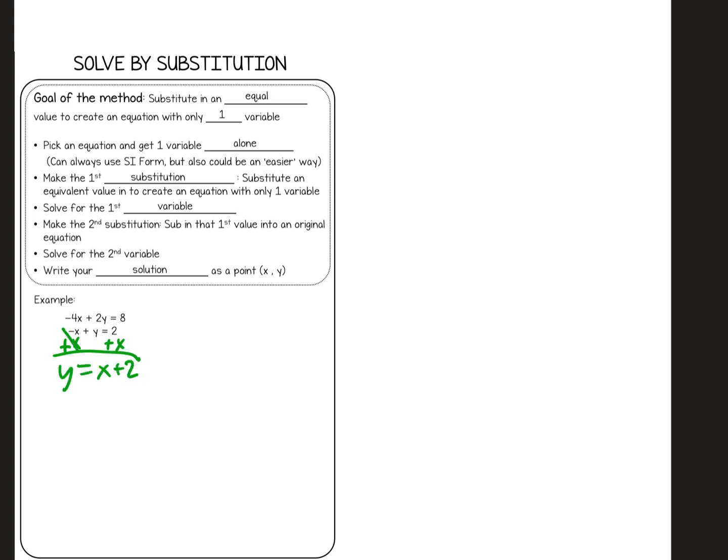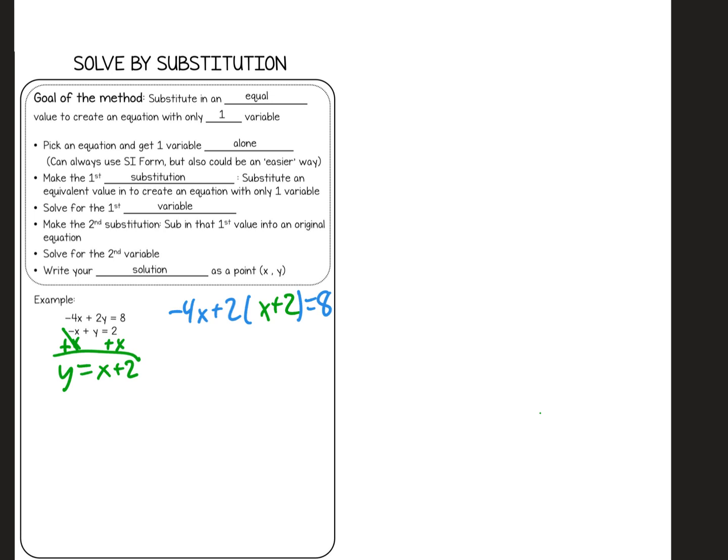Step 2 is to make the first substitution. We're going to substitute an equivalent value in to create an equation with only one variable. In this case, we're going to substitute in x plus 2 for y in the first equation. We can do this because y is the same as x plus 2 according to the second equation. We now have negative 4x plus 2 times the quantity x plus 2 equals 8.